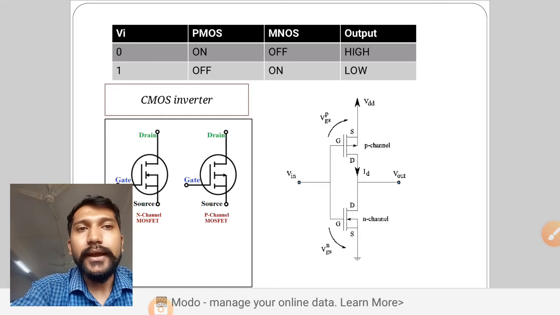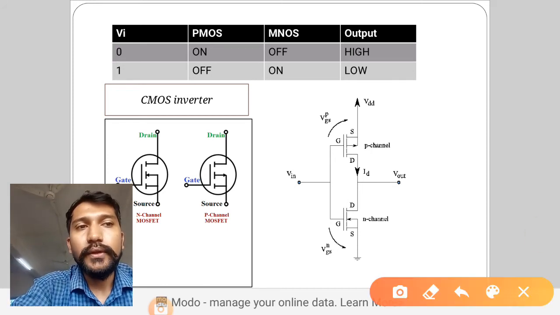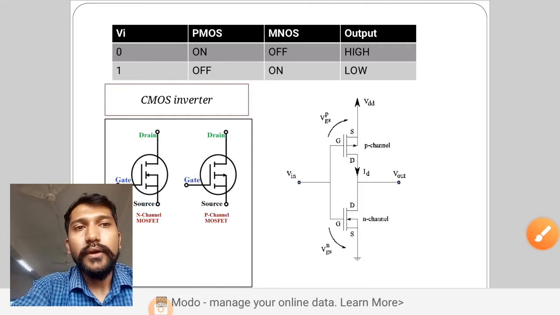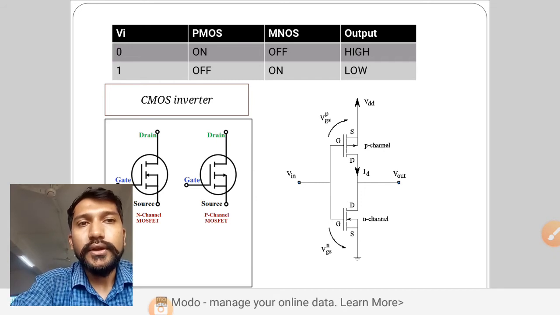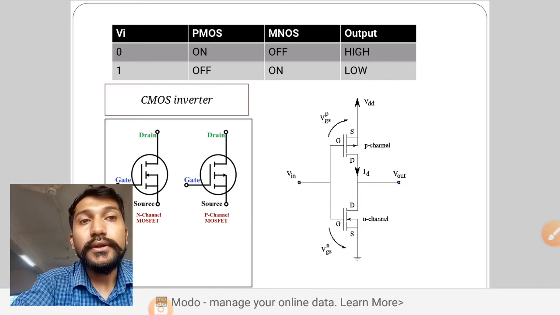Now see the diagram. In that diagram we have to give input equal to 0. When I give input equal to 0, what will be the state of the PMOS and NMOS at their inputs? If the input is 0, at the gate of the P channel you will have 0, and at the gate, or we can say the input, of the N channel, I will have 0. In both cases it will be 0 and 0.